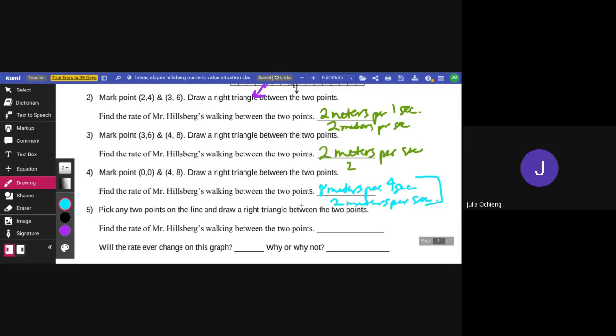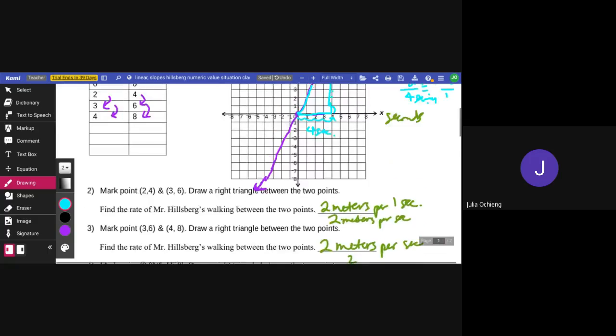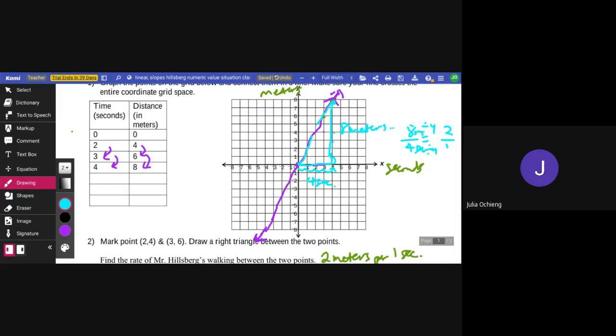All right, number 5, pick any 2 points on the line and draw a right triangle between those 2 points. All right, so we've already done those points. So we're going to have to choose different points this time. So we're looking for a point we haven't already used. And again, I'm drawing this very sloppy. I would expect you to do a better job since you're probably doing it on a sheet of paper.